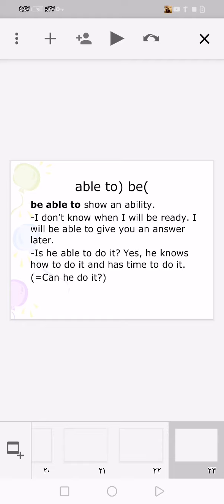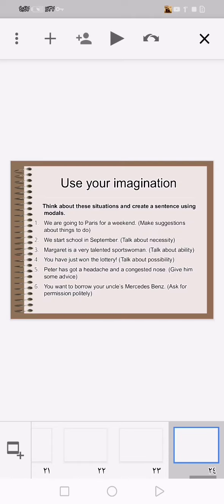Another example: Is he able to do it? Yes, he knows how to do it and has time to do it. Can he do it? Use your imagination. Think about this situation and create a sentence using modal. طلاب هذا example is very important.